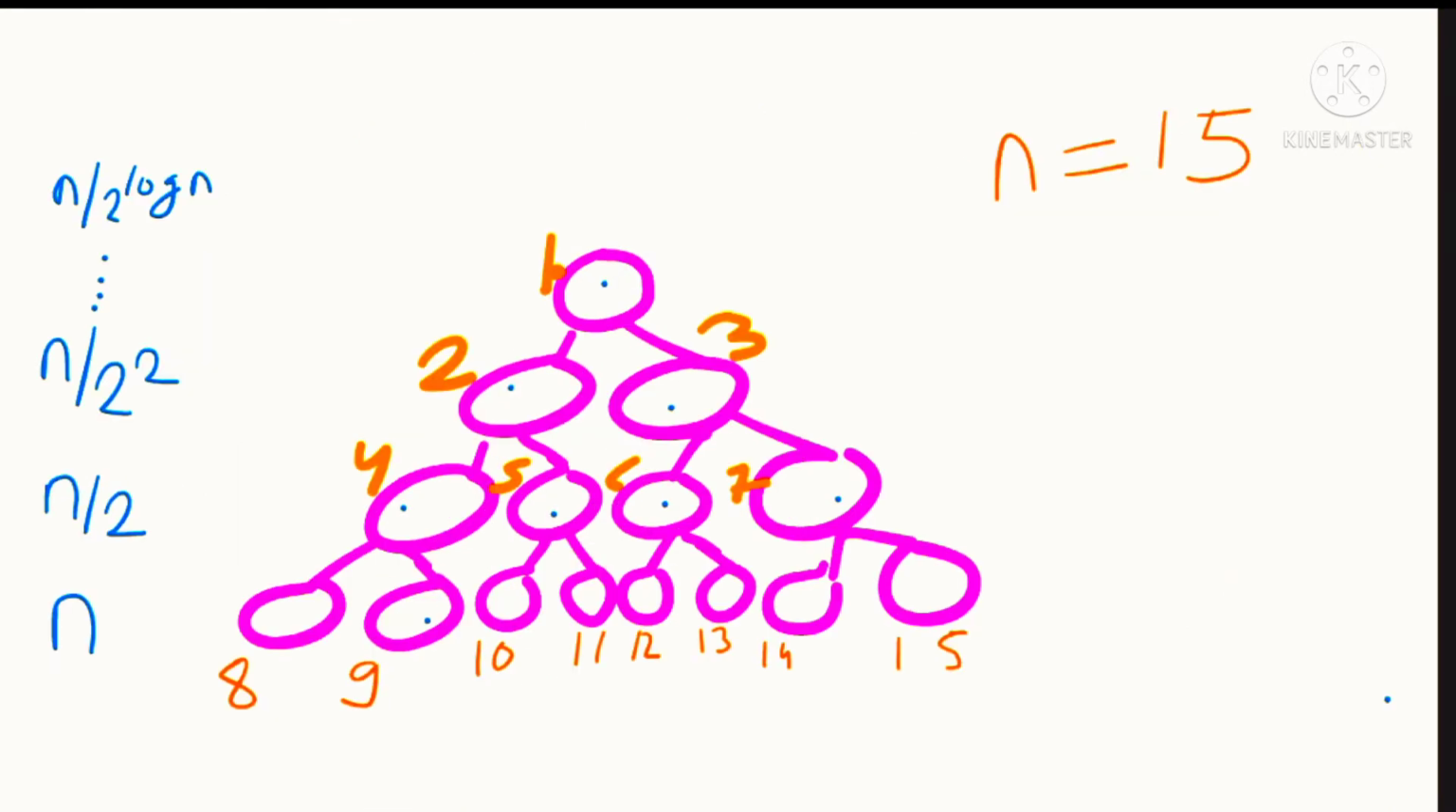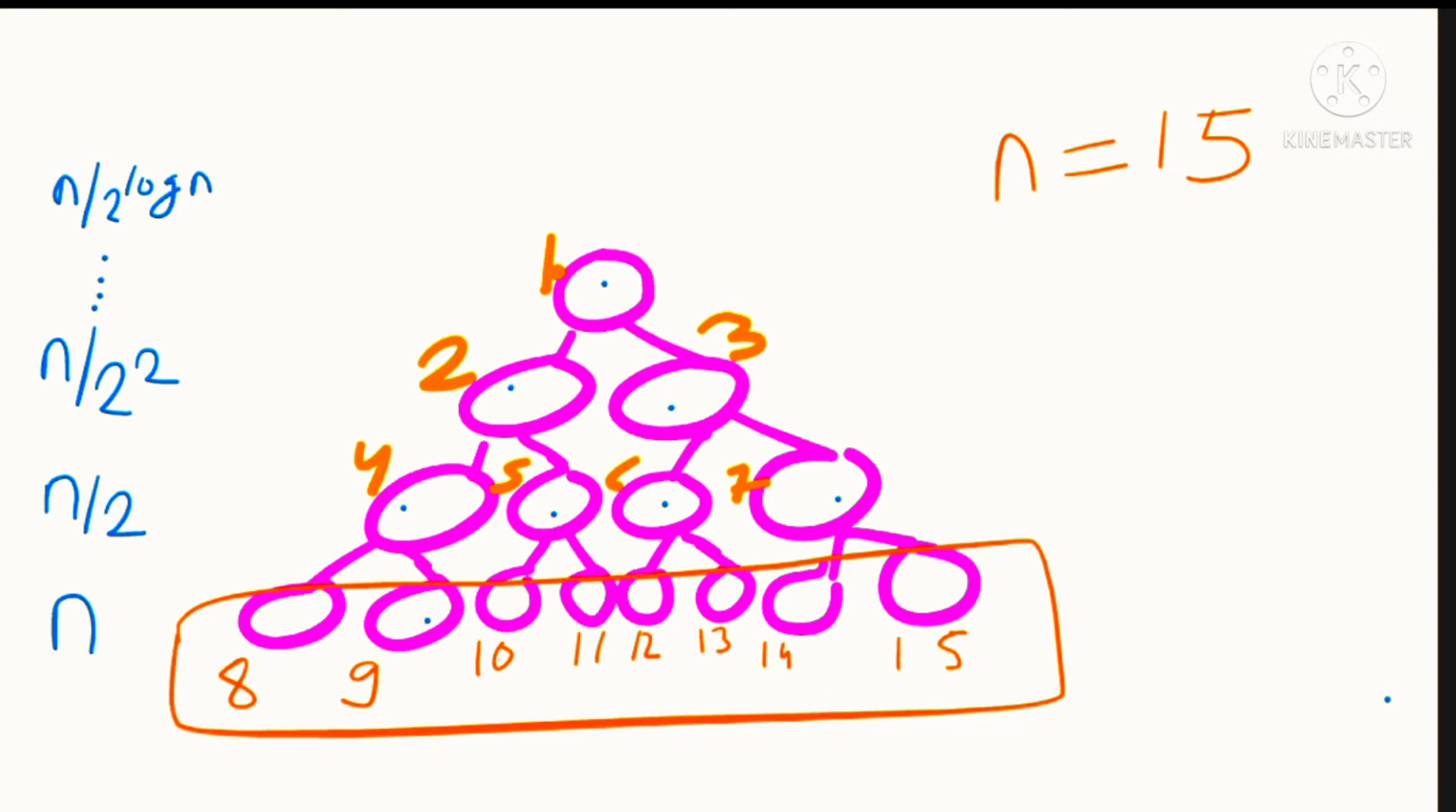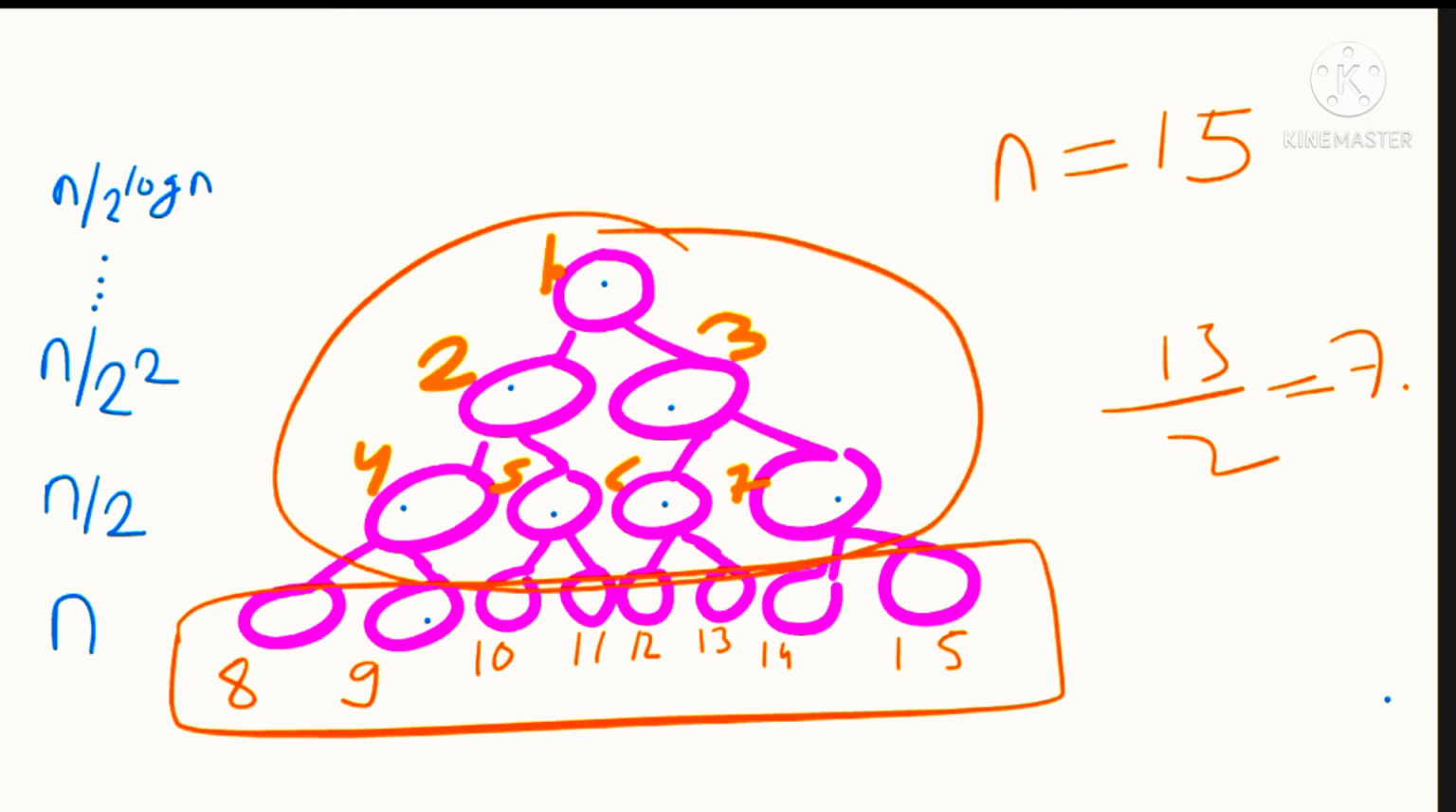Look at this binary tree. There are 15 elements in this tree. So let the last leaf node represent the n. Suppose there are n. So their parents will be n by 2. Means 15 by 2, it is 7 point. So we will take 7. So 7 parents are there for the last node.